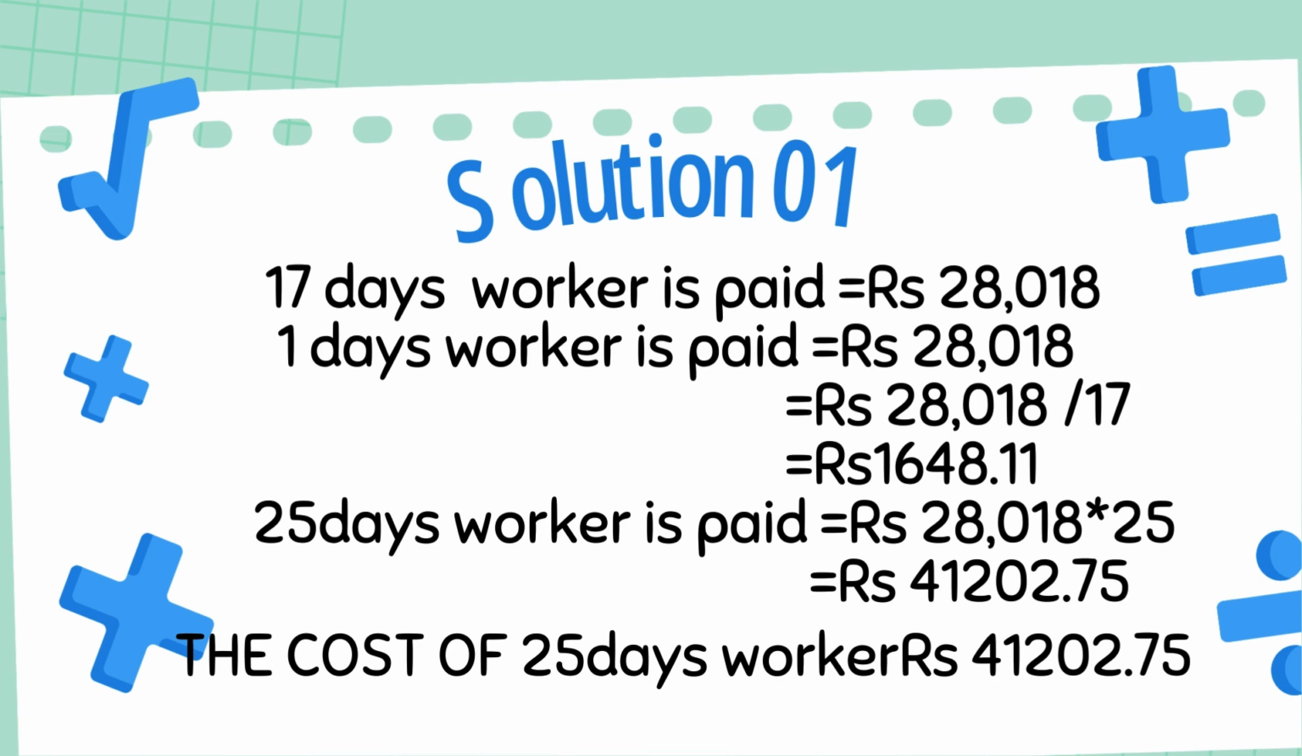When we divide, we get 1648.11 rupees. So to get the 25 days' pay of the worker, we have the 1 day income figured out. Now we have to multiply this value, rupees 1648.11, by 25, and we get the pay for 25 days of a worker, which is equal to 41,202.75.